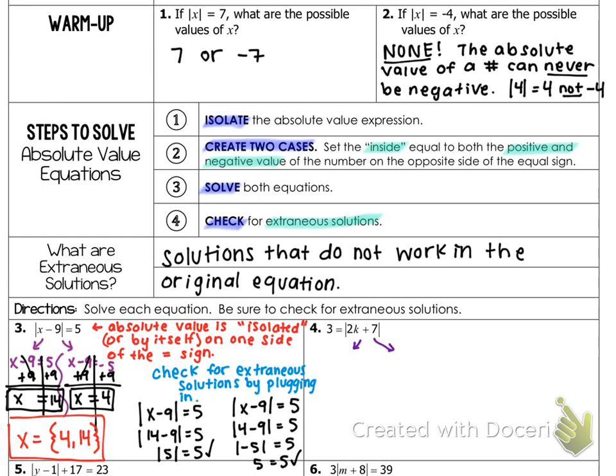All right, number 3. Remember, we isolate first. It's already isolated. It's alone by itself on one side, the absolute value. So now we're going to split it into two pieces.